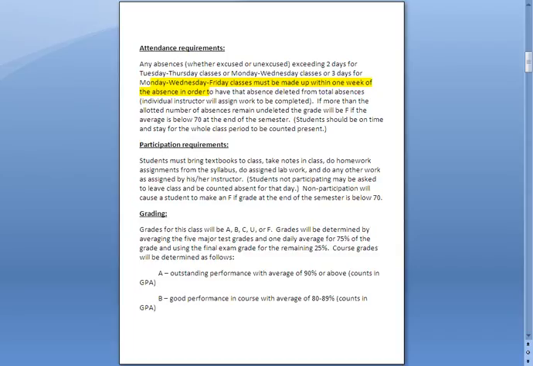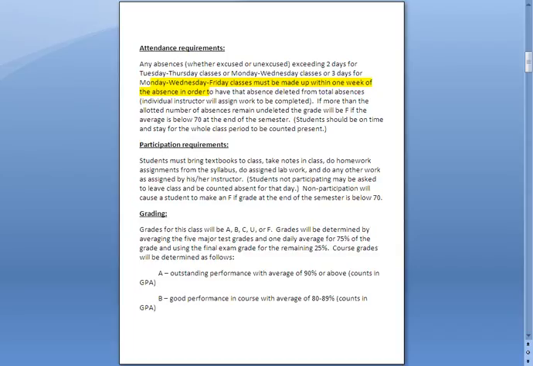Non-participation will cause a student to make an F if the grade at the end of the semester is below 70. Let's go back to attendance one more time. Another thing that we need to know about attendance: I expect you to be to class on time. If you come to class extremely late without having a legitimate excuse, that still can be levied as an absence. Okay? All right, so I do expect you to participate in this class.